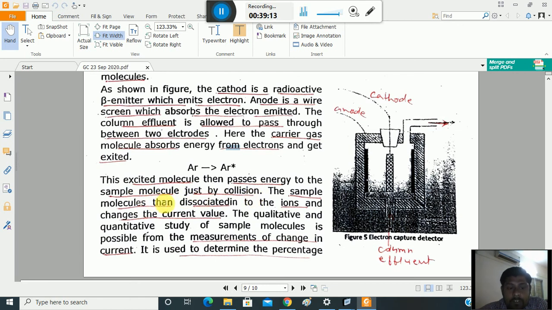The sample molecule then dissociates. When they undergo dissociation, they release electrons, dissociate into ions, and a change in the current value is observed. When it undergoes dissociation, it gives electrons. Those electrons are captured by this anode, and that gives you the change in the current value. That means for ECD and FID, the phenomenon is the same, change in current. The quantitative and qualitative study of the sample molecule is possible from the measurement of change in current.